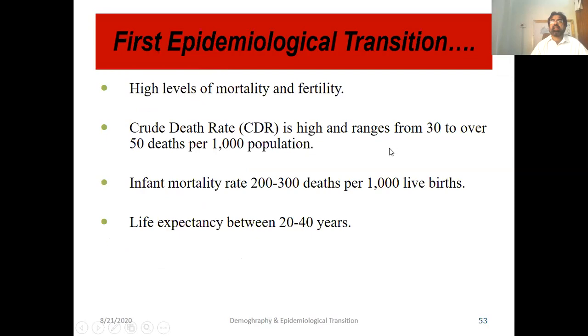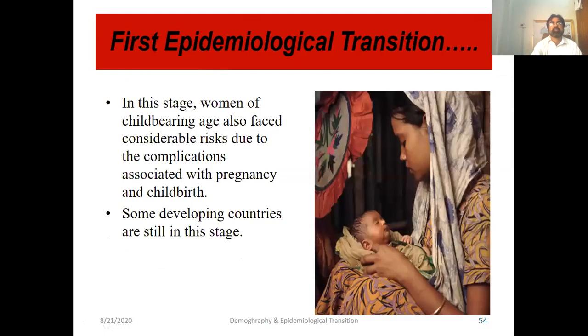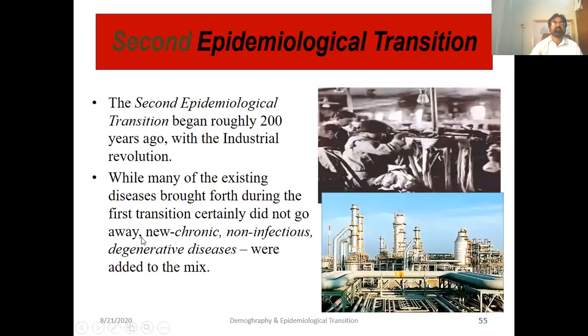Crude death rate is high and ranges from 30 to 50 deaths per 1,000 population. Infant mortality rate 200 to 300 deaths per 1,000 live births, and life expectancy was between 20 to 40 years of age. Very low life expectancy. In this stage, women of childbearing age also face considerable risk due to the complications associated with pregnancy and childbirth. Some developing countries are still in this stage.